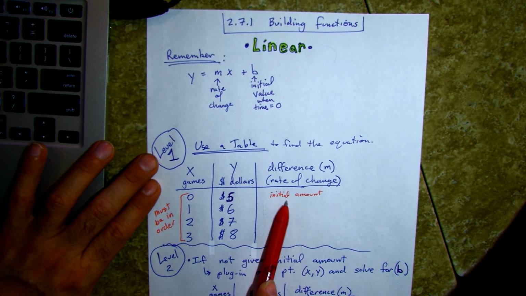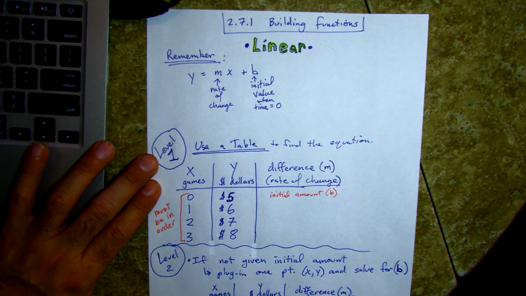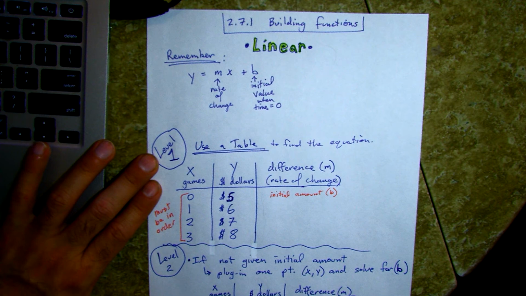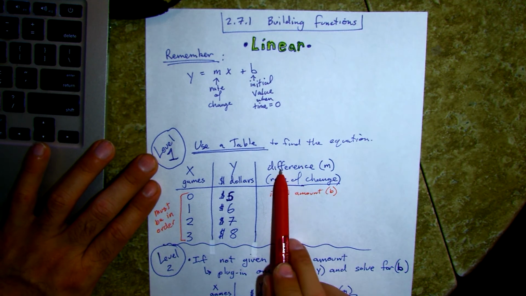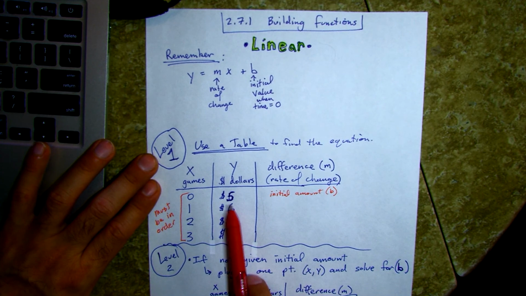Look what we just figured out. Our initial amount is our b value. I wrote it as initial value here, but initial amount and initial value, you guys know that's synonymous, right? Yeah, of course. So look, the difference is going to be our rate of change. How much do we change for each game that we play? What is our rate of change?